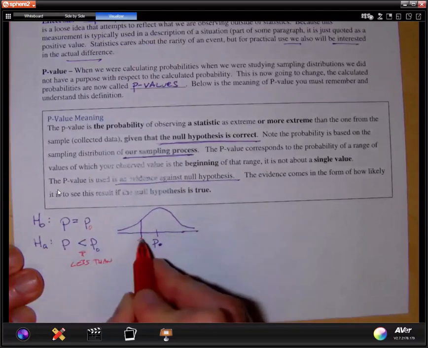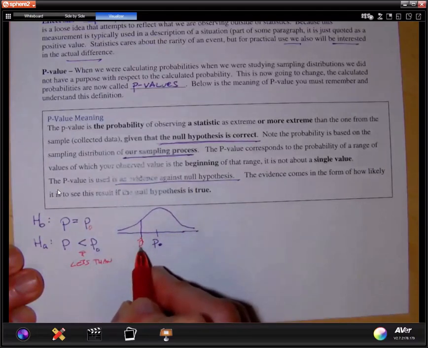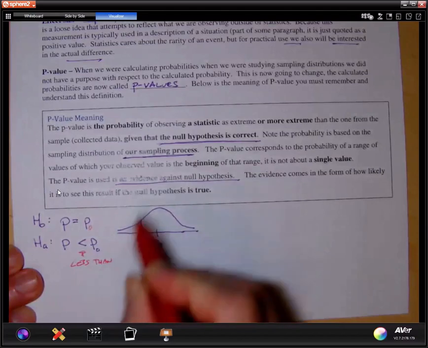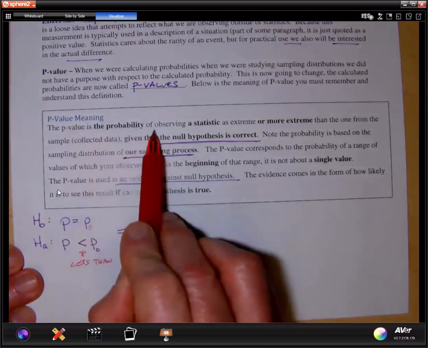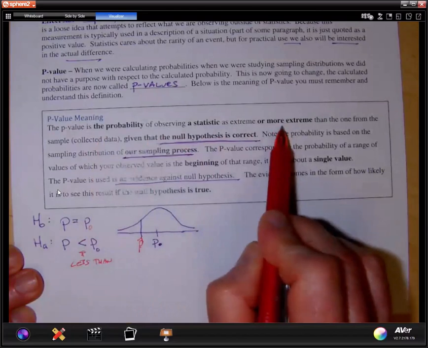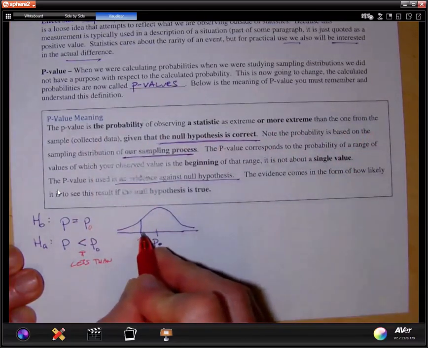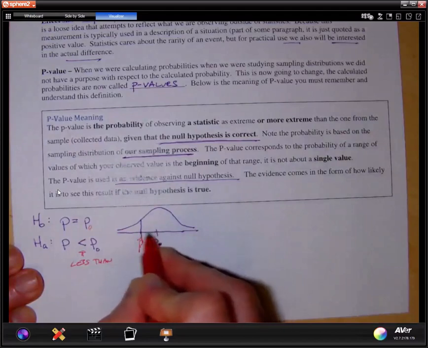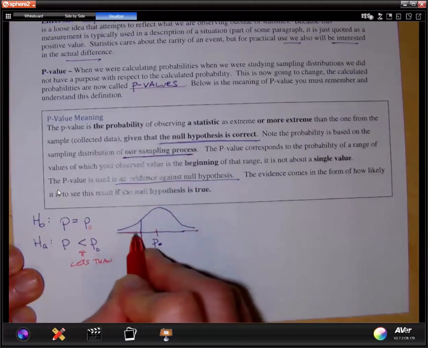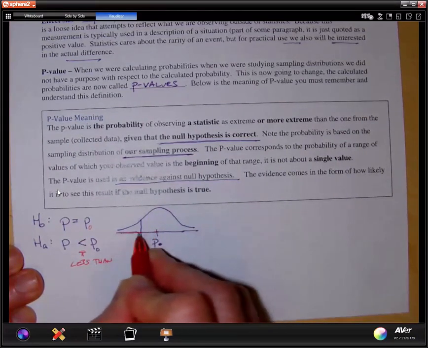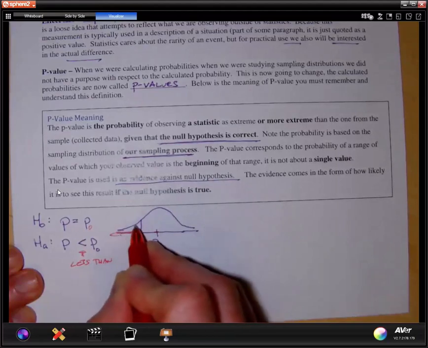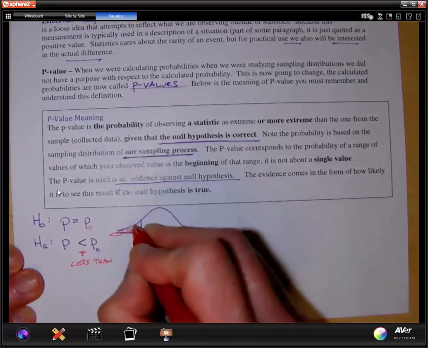So what is my p-value? The chance of observing this value or something more extreme. P-value is the probability of observing a statistic as extreme or more extreme than the one from the sample collected. So in this case, we got this far away. That's my effect size. But we're trying to figure out, well, what's the chance of that, just that effect size or something more extreme? So the p-value is this right here.